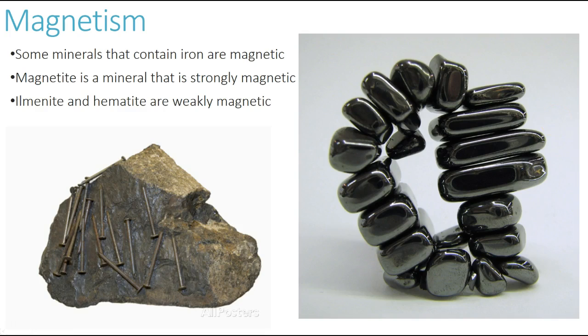Another diagnostic feature of minerals is magnetism. This really only applies to some specific minerals, and those are usually ones that contain iron that can be magnetic. Magnetite is a mineral that is strongly magnetic. We've got a specimen here of magnetite that has nails attracted to it, whereas ilmenite and hematite are weakly magnetic. We've got hematite here. These are polished crystals of hematite, and you can see that they are at least weakly magnetic and being held together. Magnets can only attract small particles that have been scraped off hematite, whereas sand-sized particles can be attracted by a magnet for ilmenite.